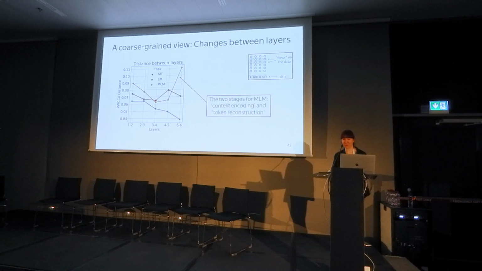And for masked language model, we again see the same two stages, context encoding and token reconstruction. So first, on context encoding stage, the amount of change goes down. So there's like a generalization stage where contextual information is accumulated. And then at the token reconstruction stage, we see a lot of change because the model forgets information about context and tries to reconstruct the original identity of a masked token.